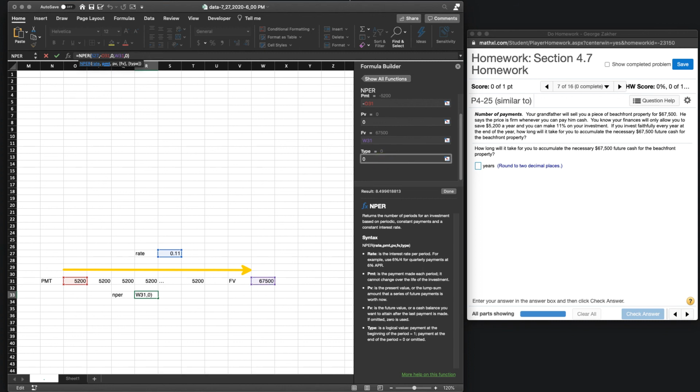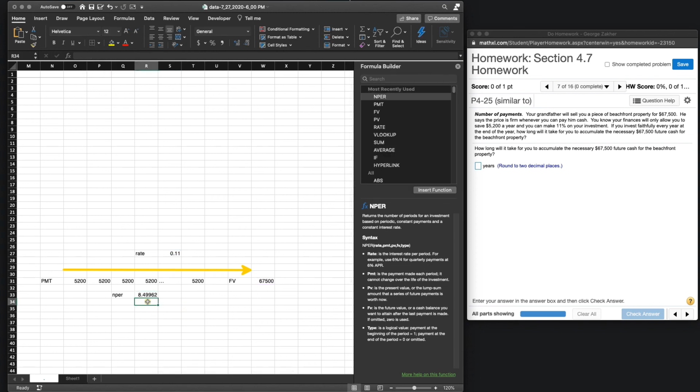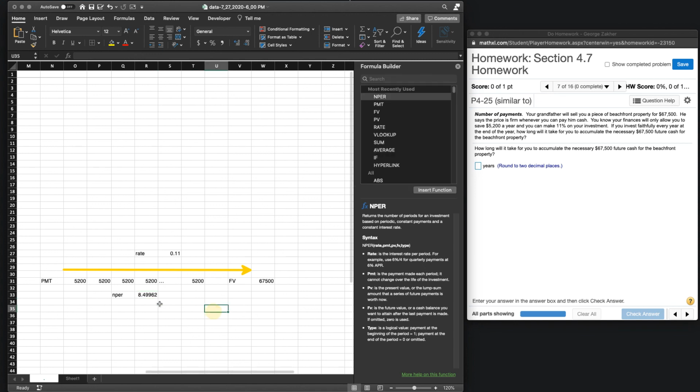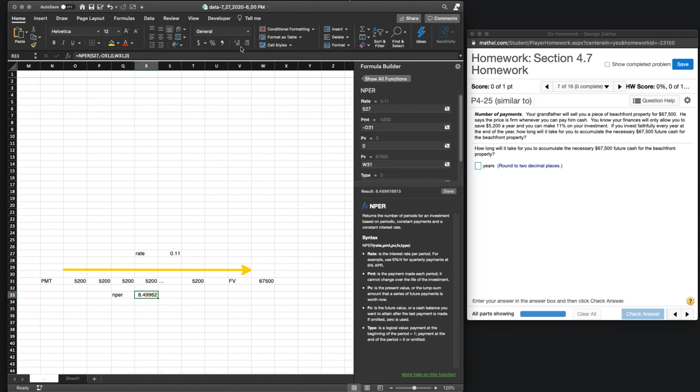So what do we have here? Okay, so it looks like the number of periods is about 8.5 periods, so about 8.5 years. So in this case, they want us to round to 2 decimal places. Let's go ahead and move the decimal in 2 decimal places. So it looks like an even 8.5.